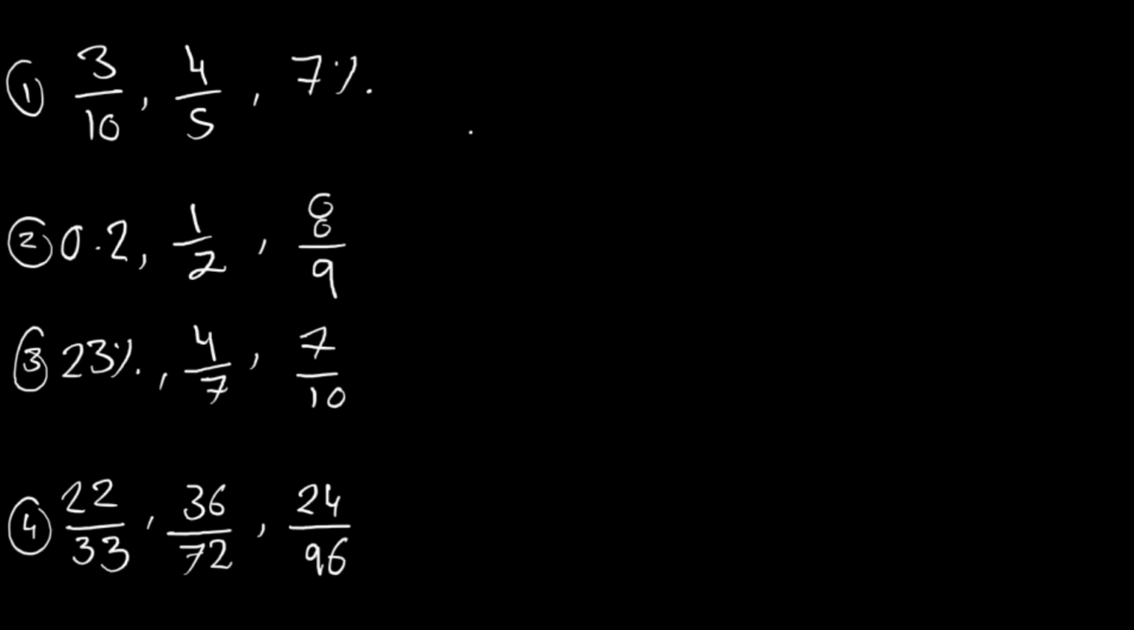Pause the video and try and solve them on your own. Okay, so first of all, you want to convert all of them into a common denominator. So 3 over 10, 4 over 5, and 7 over 100. 7% means 7 over 100. The common denominator is 100. So convert those. Since 10, 5, and 100, they are multiples of all of them.